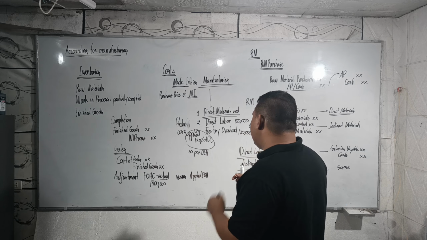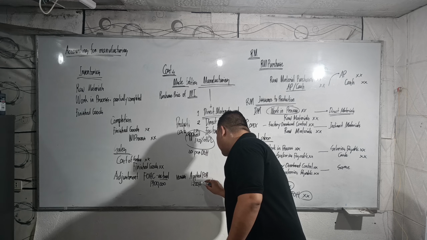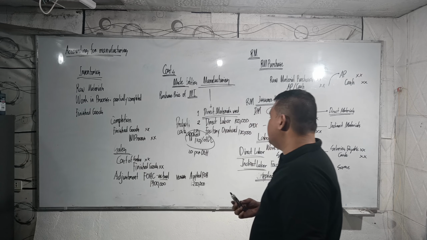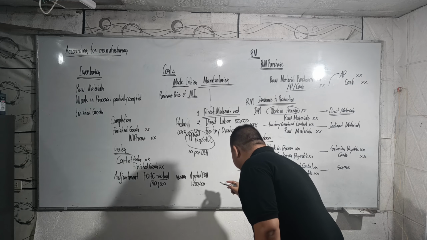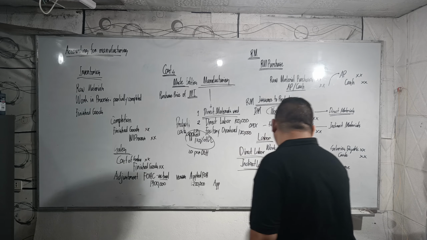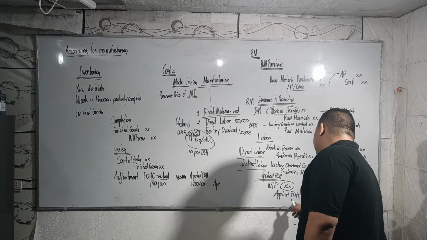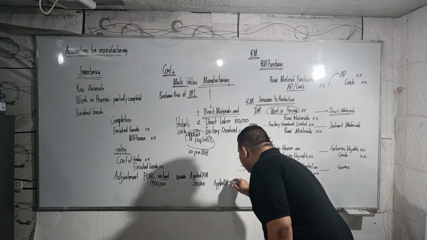Okay? Now, on the applied factory overhead, there is only 1.2 million. So what will happen now, sir? Of course, you have to close the applied factory overhead. But then again, as you can see, that is credited. So you have to close that applied factory overhead.